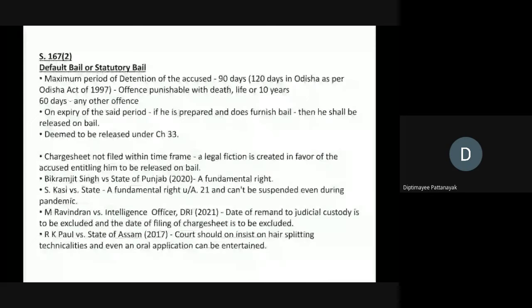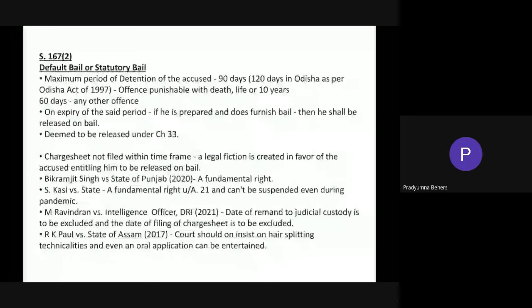This is very clear because the date of filing of the charge sheet is to be excluded, and the date of remand to judicial custody is to be excluded. I've written "excluded" in both cases, and I will correct them and then probably give it to you. So please note that the date of remand to judicial custody is to be excluded, and the date of filing of the charge sheet is to be included.